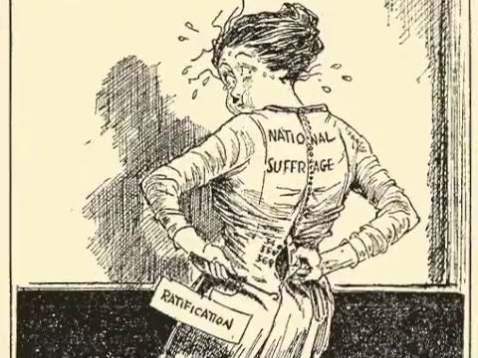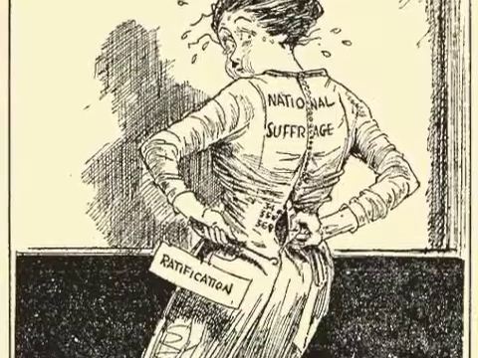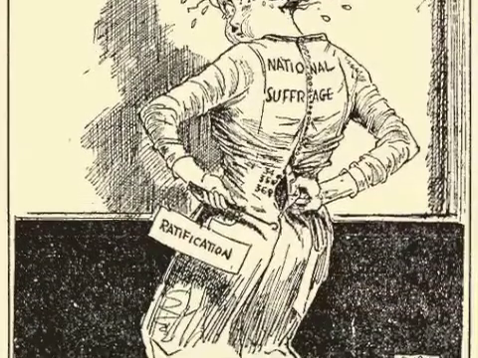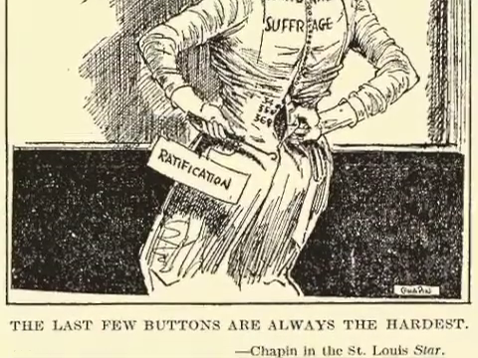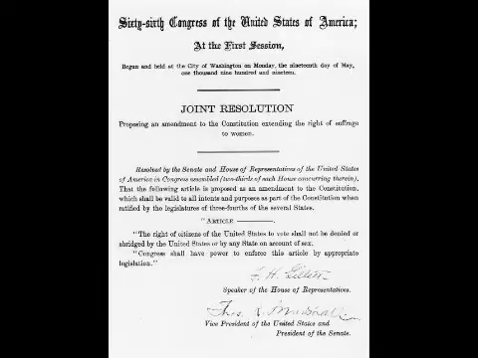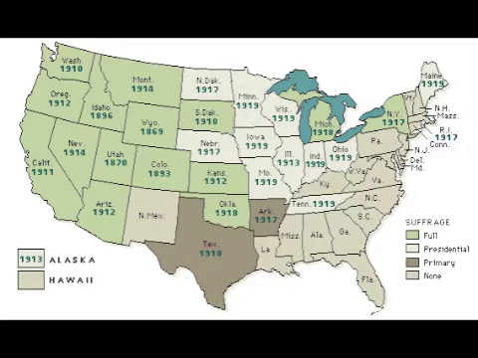In the end, those for women's suffrage were successful and the 19th Amendment was passed, which states that the right of citizens of the United States to vote shall not be denied or abridged by the United States or by any state on account of sex. This map shows the states that allowed women the right to vote prior to the 19th Amendment and the year each state allowed it.